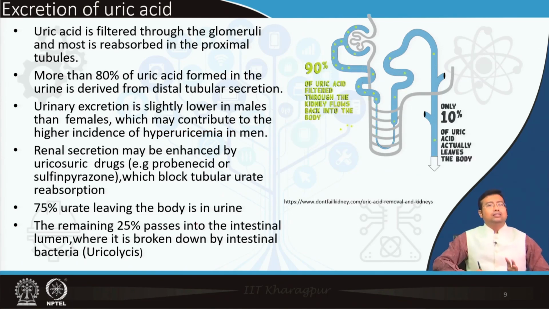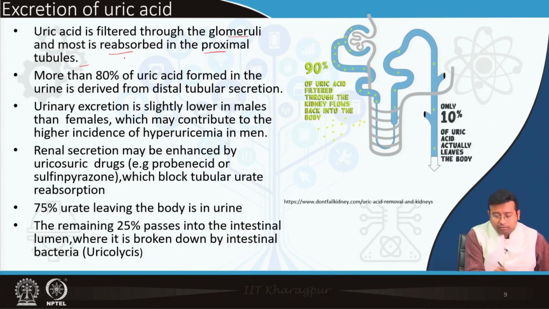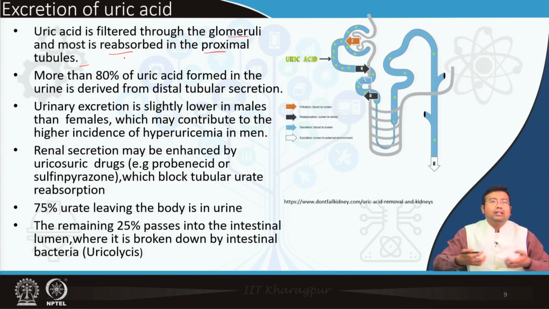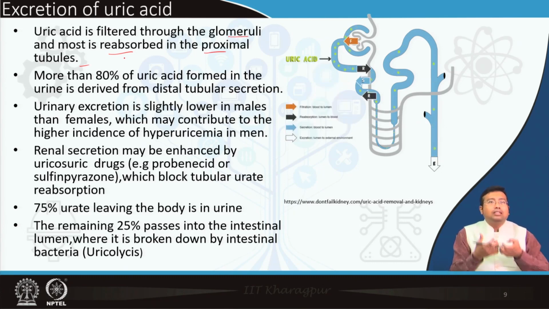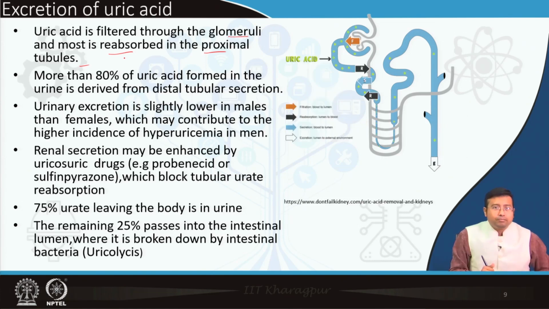Now, you see, uric acid is filtered through the glomerulus, right? It is coming out, but the majority is getting reabsorbed in the proximal convoluted tubule. However, urine has uric acid; uric acid is a normal constituent of urine. So, where is that uric acid coming from if more than 90% is reabsorbed? It is because it is also secreted in the tubule.